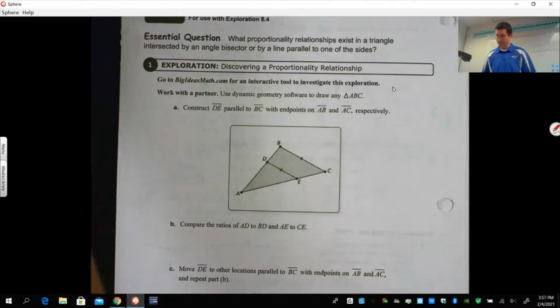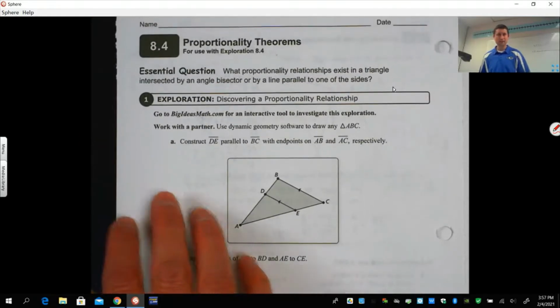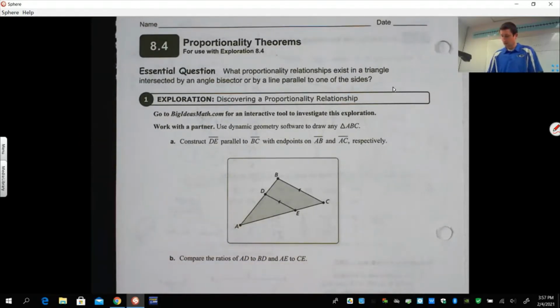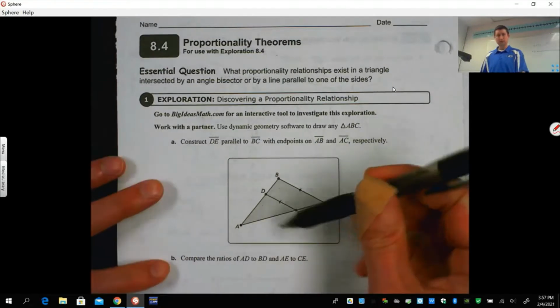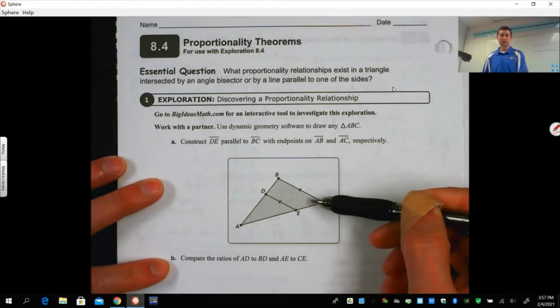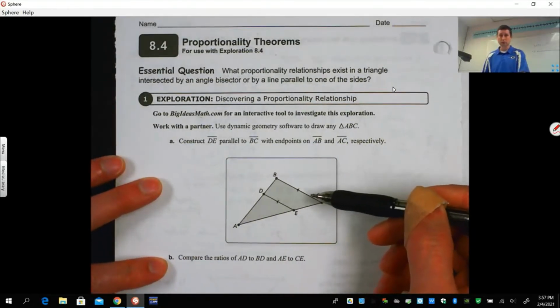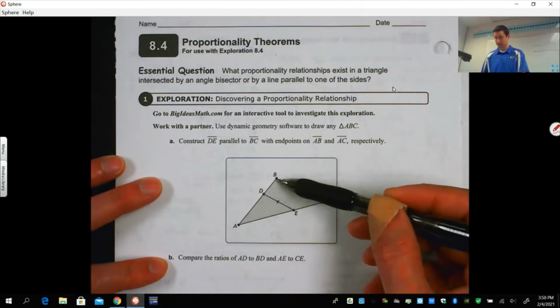Hello, Geometry. This is the final lesson in Chapter 8, Proportionality Theorems. We're going to see a lot of triangles and different shapes that have parallel lines, and setting up formulas and a lot of proportions of similar figures that are drawn here.